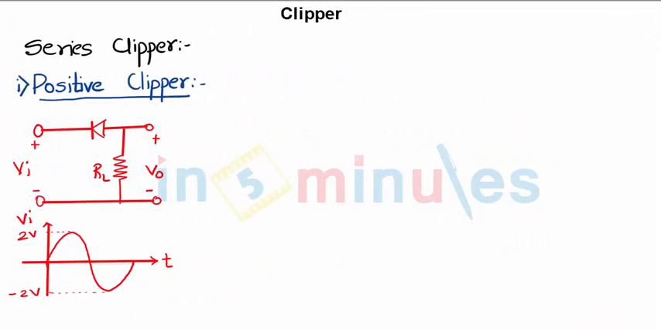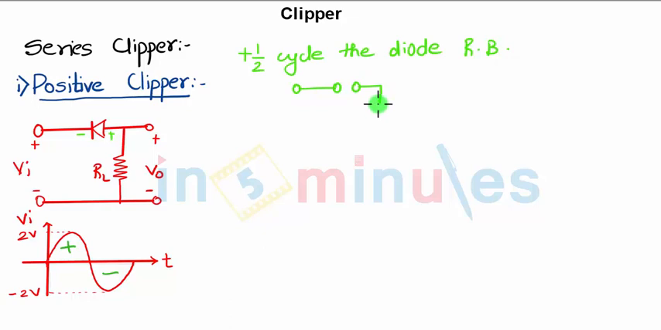Now a basic example of the series positive clipper. To go about the analysis of this, we need to consider both half cycles, that is the positive half cycle and the negative half cycle. In the positive half cycle, as you can see, the positive is connected to the negative terminal of the diode. So in the positive half cycle, the diode is reverse biased. Since the diode is reverse biased, the circuit will look like you have the diode open circuited, the load resistance RL, the input voltage and the output voltage.